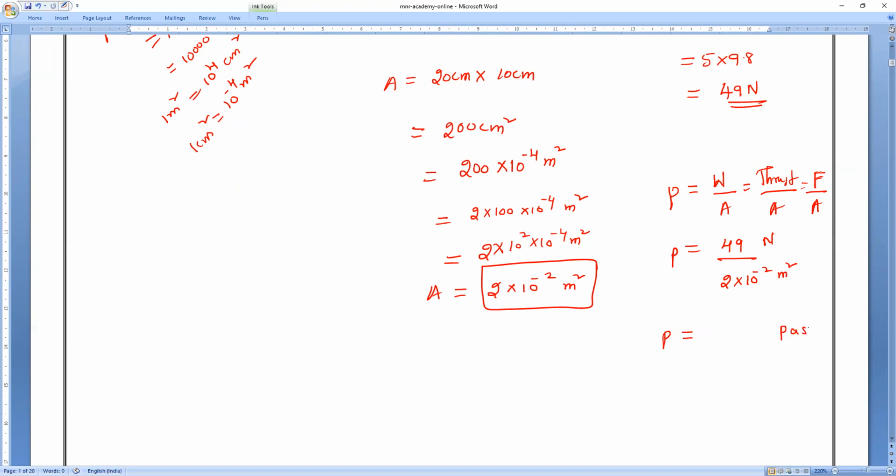Anybody can tell? Newton per square meter, what is that, guys? Pascal. Now see, 10 power minus 2 will go up. It will become what, guys? 10 power 2. Very good. Next, into 49 divided by 2, how much, guys? Exactly tell me. Half of 49. 24 point.